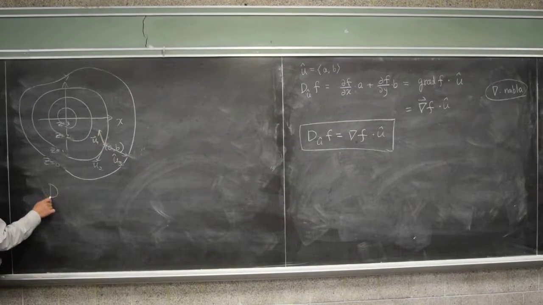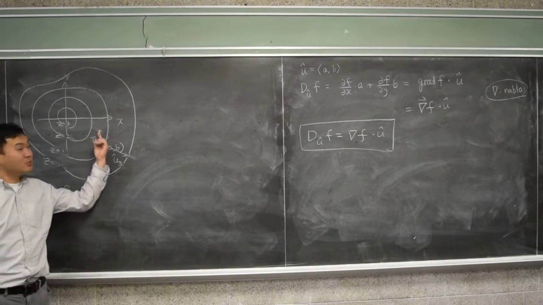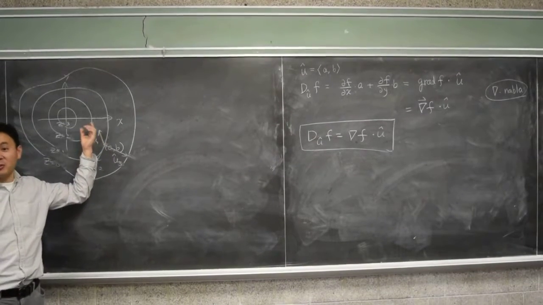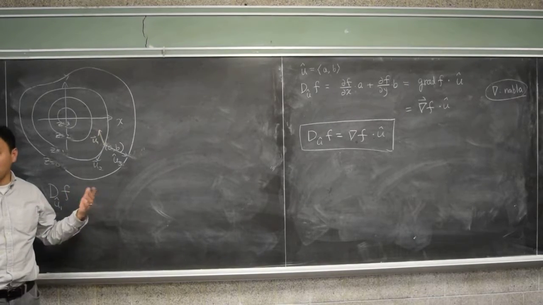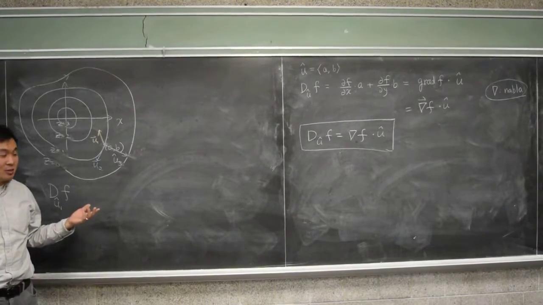Is the directional derivative of f with respect to u1 positive or negative, or 0? Positive. Why do you think so? Because it's going up. If you're going in this direction, the value of f increases. And in calculus 1, you learned that if the function is increasing, the derivative is positive.